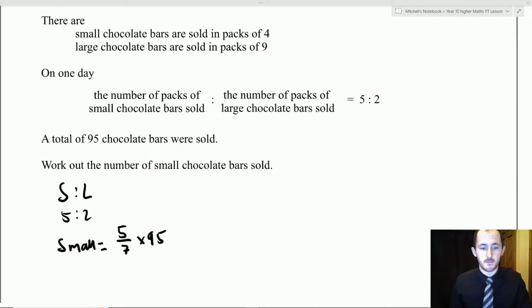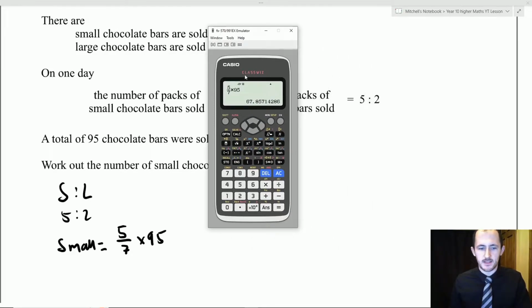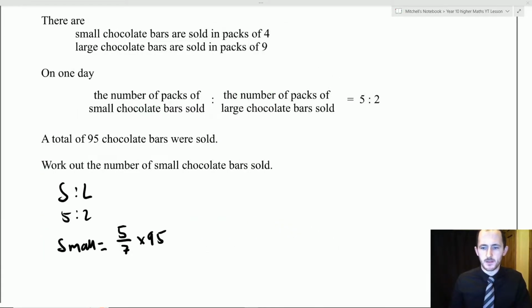Oh, wait, I made a mistake. So this is the number of chocolate bars, not the number of packs. So on one day is the ratio of the packs. Okay, but we're saying a total of 95 were sold. So that is going to be fine. So we get a pretty hideous number. But what we can do is, if we write the whole thing out, right? Then all we need to do is times that by the number of chocolate bars. Okay? And that will be the answer for that one.